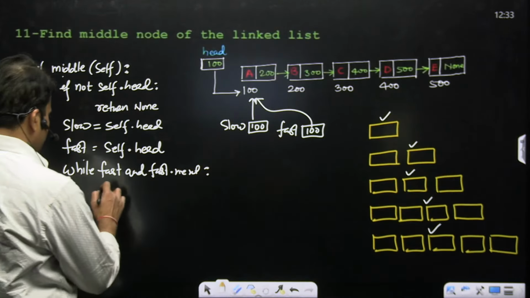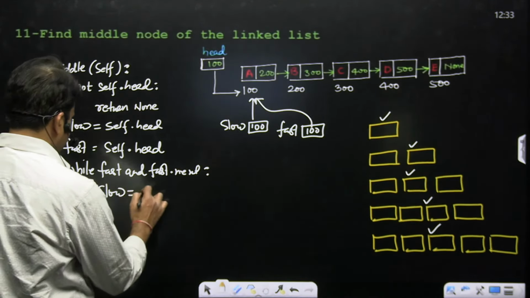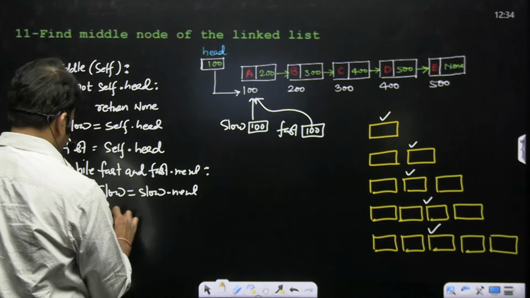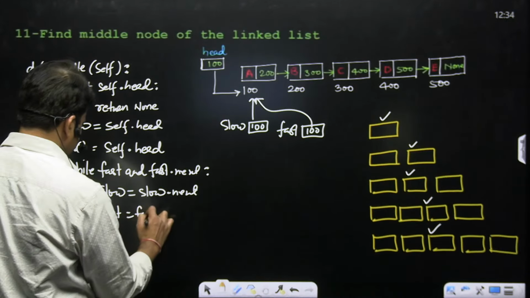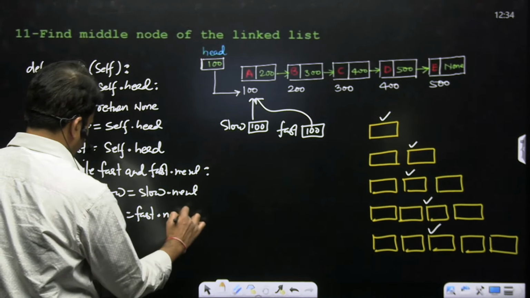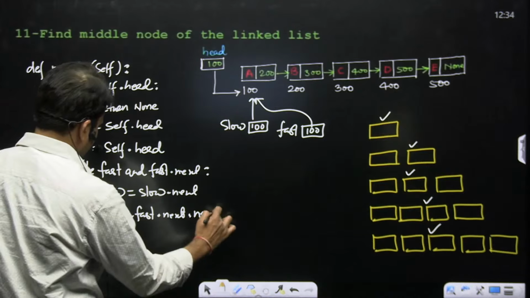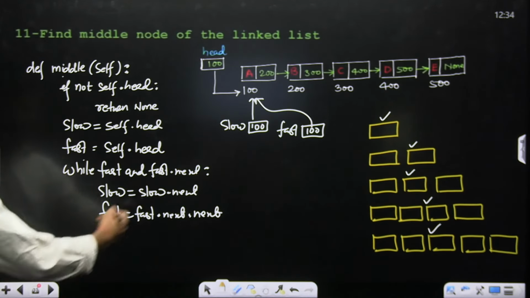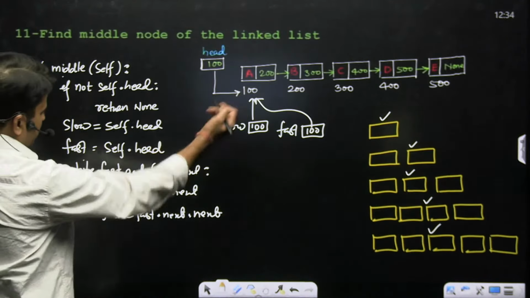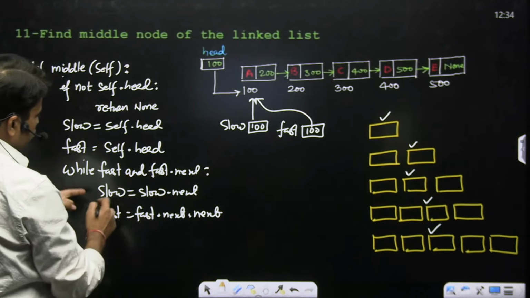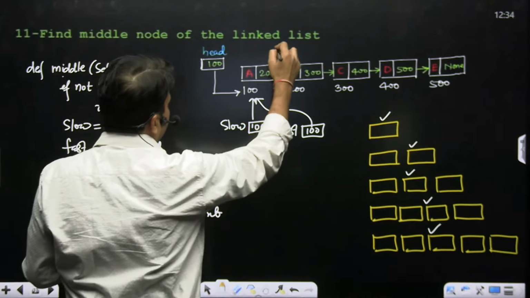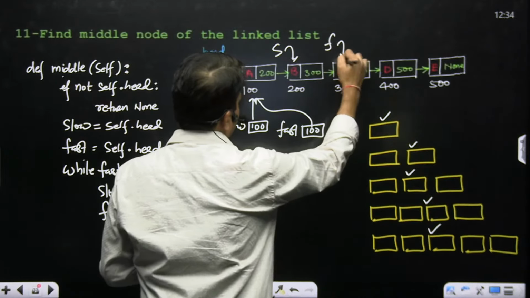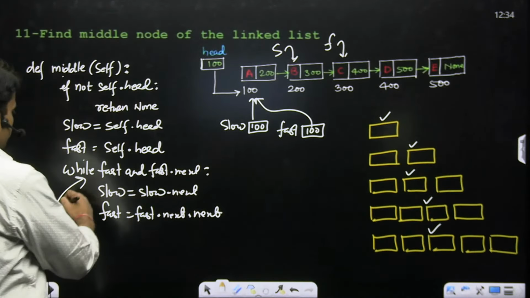While fast and fast.next is not None, then slow equals slow.next and fast equals fast.next.next. Okay. So, what is fast? Fast is 100 and fast.next is 200, not None. So slow equals slow.next. Slow moves ahead to this node, and fast equals fast.next.next, fast comes to this node. Now after this, again go to this while loop and check the condition.